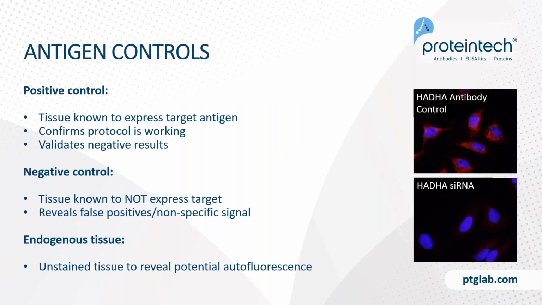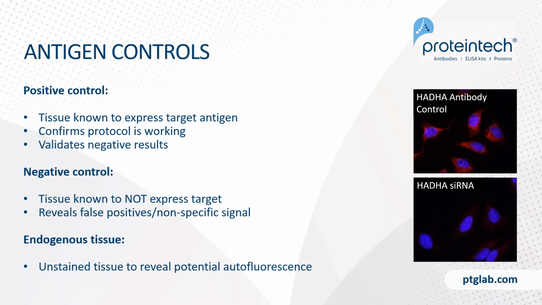In order to ensure that our results are valid, it is highly important that we run controls alongside our experiments. These controls should be performed at the same time as our normal experiments to ensure that we're getting valid results. So our antigen controls need to contain a positive control. This is where we would use tissue that is known to express the target antigen. This confirms that our protocol is working and perhaps validates any negative results that we see, rather than just thinking that the antibody might not be working.